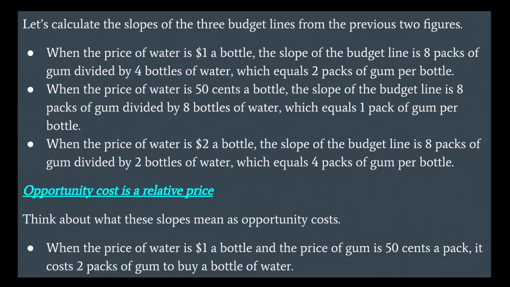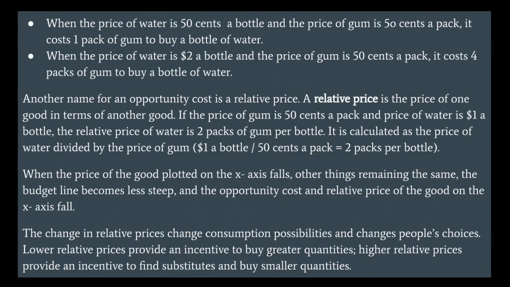Opportunity cost is a relative price. Think about what these slopes mean as opportunity costs. When the price of water is $1 a bottle and the price of gum is 50 cents a pack, it costs 2 packs of gum to buy a bottle of water. When the price of water is 50 cents a bottle and the price of gum is 50 cents a pack, it costs 1 pack of gum to buy a bottle of water. When the price of water is $2 a bottle and the price of gum is 50 cents a pack, it costs 4 packs of gum to buy a bottle of water.